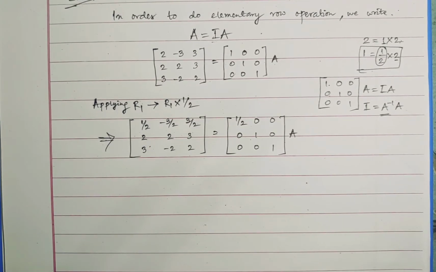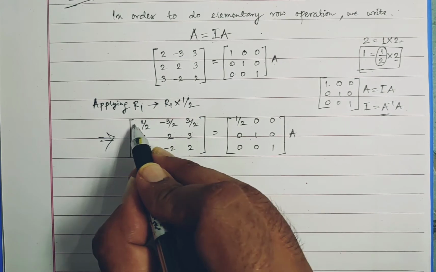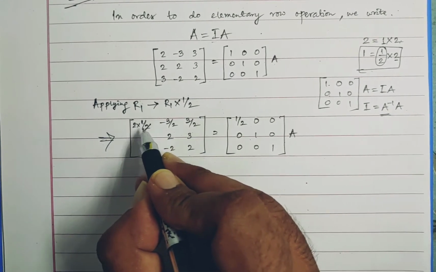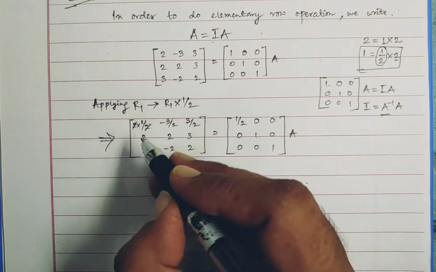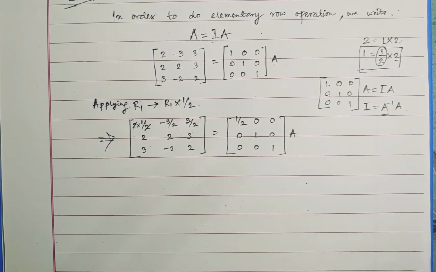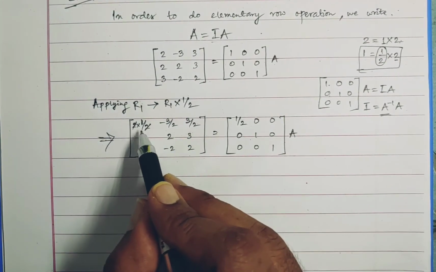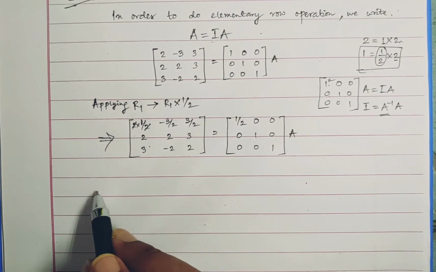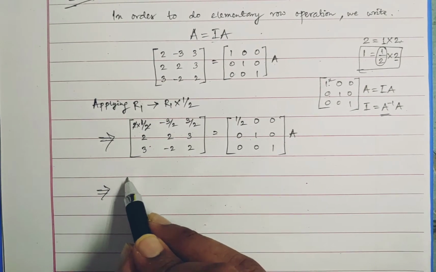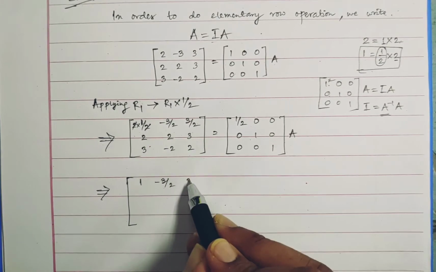Okay, I'm very sorry. This will be 2 into 1 by 2. So this 2 gets cancelled. It will be 1, right? Now, I got 1 in here. Okay, I think I should have written it properly. So in here I already got 1. First thing, let's write this one: 1, minus 3 by 2, 3 by 2.